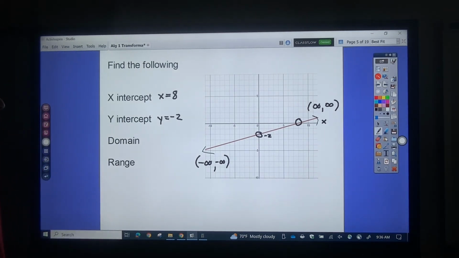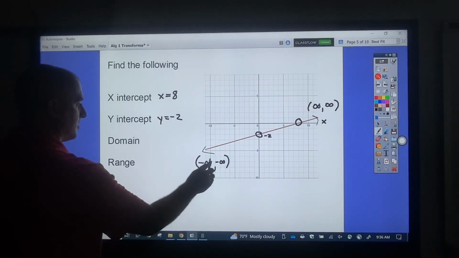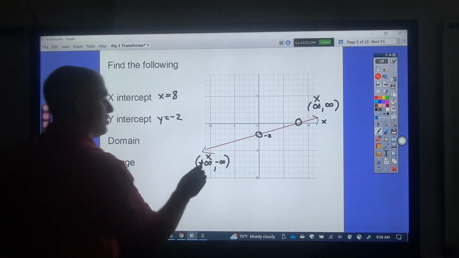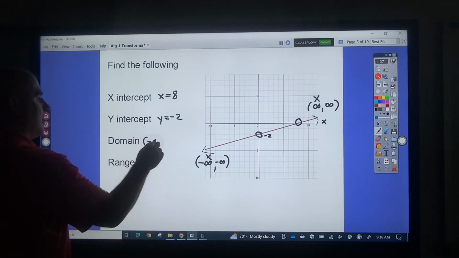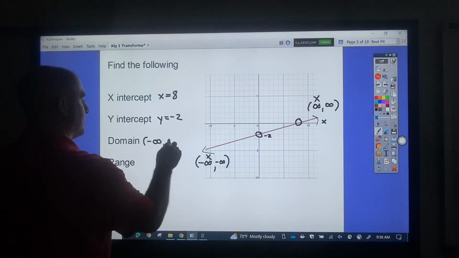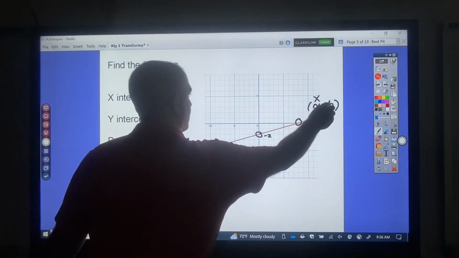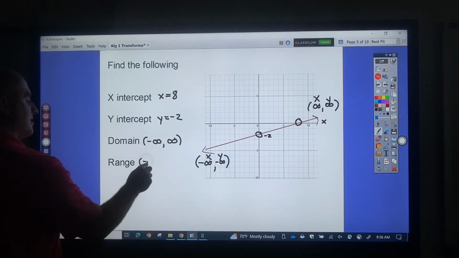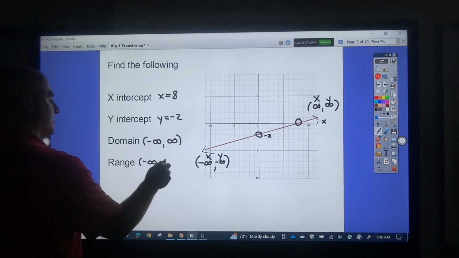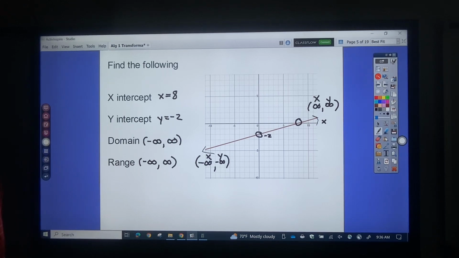Okay? So my domain, these are the x's. I only have two things to choose from. Smallest x would be -infinity. Biggest one would be positive. So that means it's all real numbers. Now for the y's, for the range, smallest y is -infinity. Biggest is positive. So that is also all real numbers.